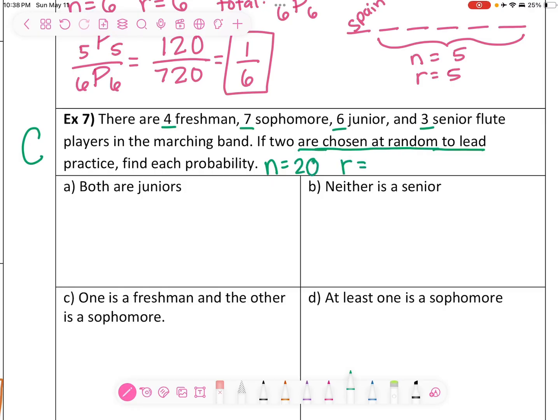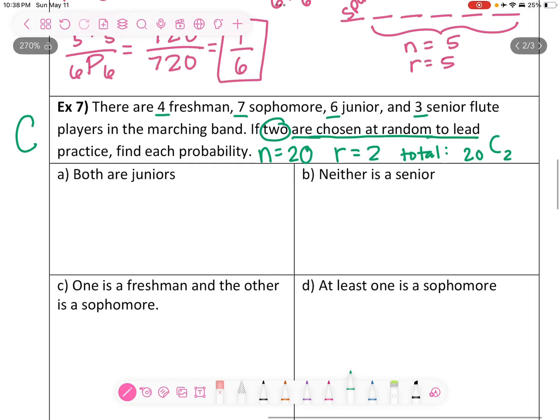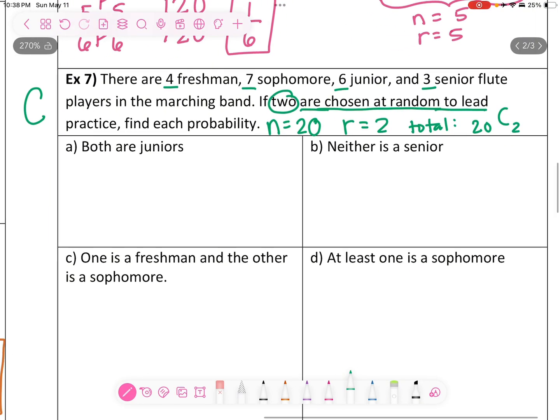And R is going to be the 2 that are chosen at random, okay? So for that, the total is going to be 20 combination 2. All right, now let's look at all of our scenarios, all of our probabilities.